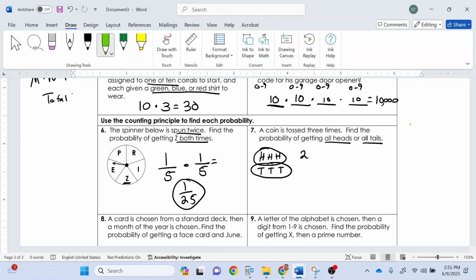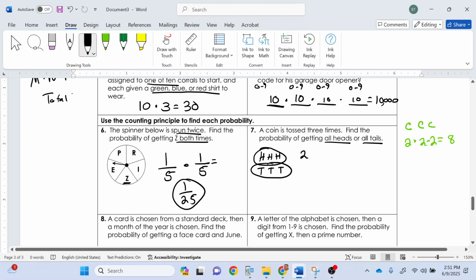But how many options are there possible in total? Well, the first coin flip, I have two options. The second coin flip, I have two options. And the third coin flip, I have two options. So what's 2 times 2 times 2? That's 8. So it's 2 over 8 or 1 over 4.